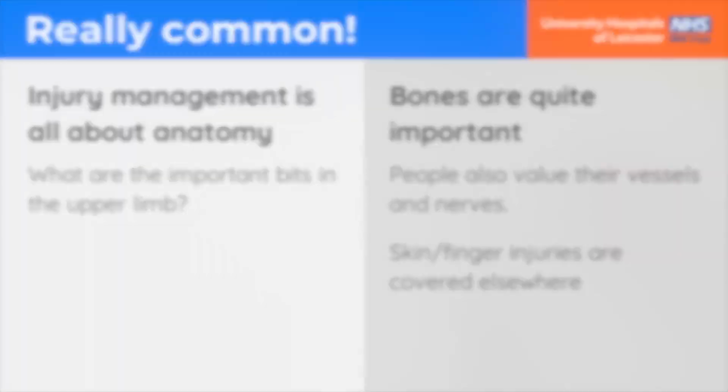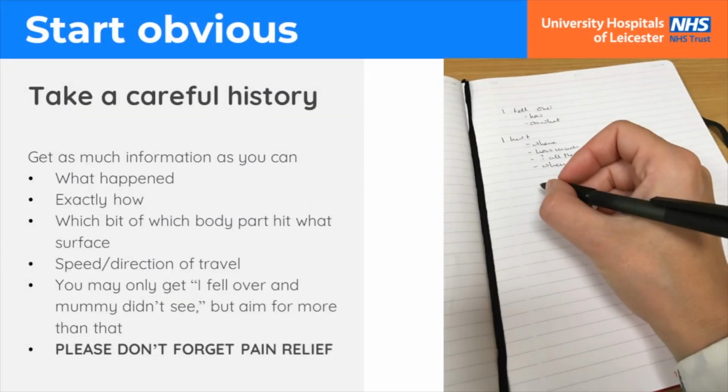Start obvious, so take a really careful history. Get as much information as you can about what happened and exactly how. Which bit of which body part hit which surface? Were they running? Were they walking? Were they on a bike? Were they going downhill? You may not be able to get all of this. You may only get, I fell over and no one saw, but really aim for more than that, because that will help tell you what you're likely to find.